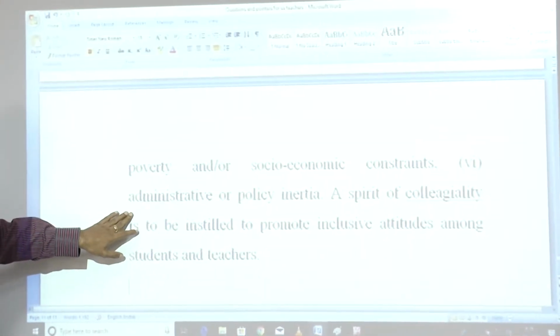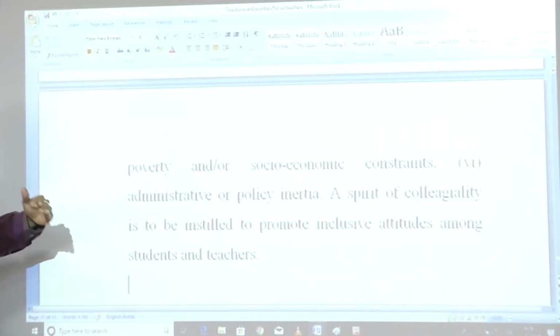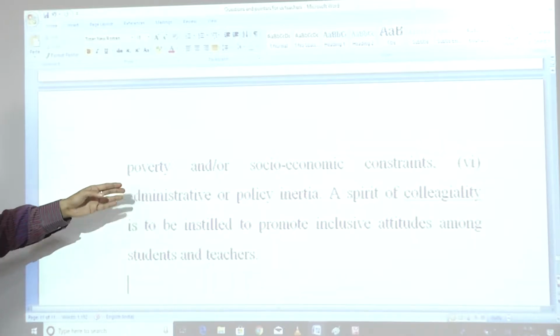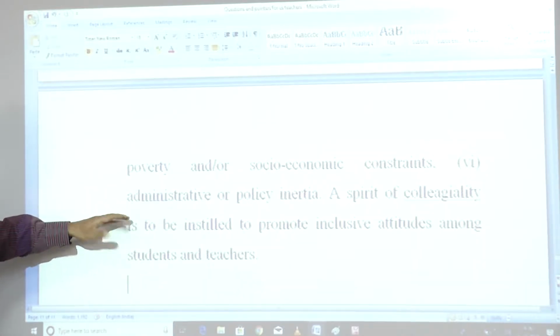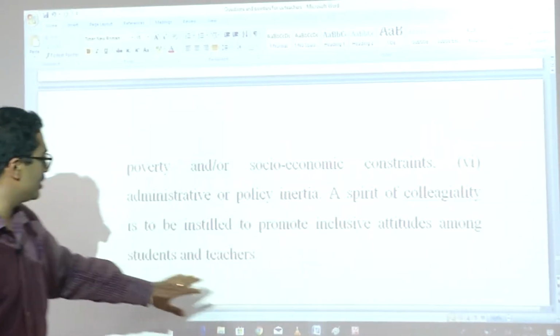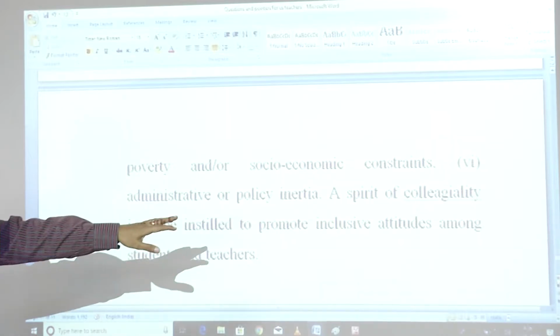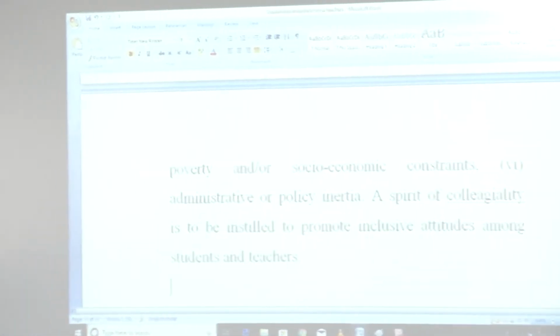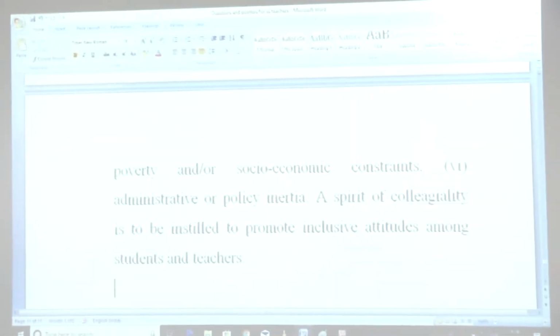Administrative or policy inertia. So let us say that the teachers and students believe in an inclusive setting, but if administratively it is not supported or policy-wise it's not supported, it still would be an uphill task for the educators and the learners. So a spirit of collegiality is rather important to promote inclusive attitudes among students and teachers. Let me just correct the spelling of collegiality.